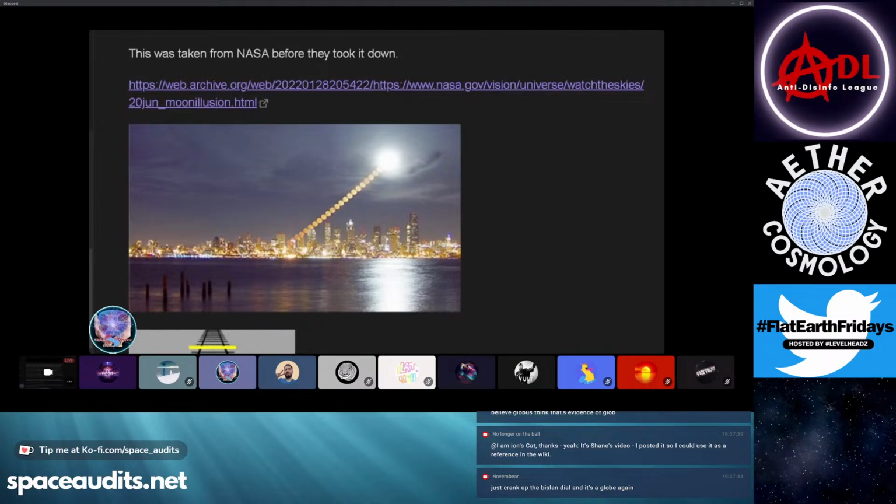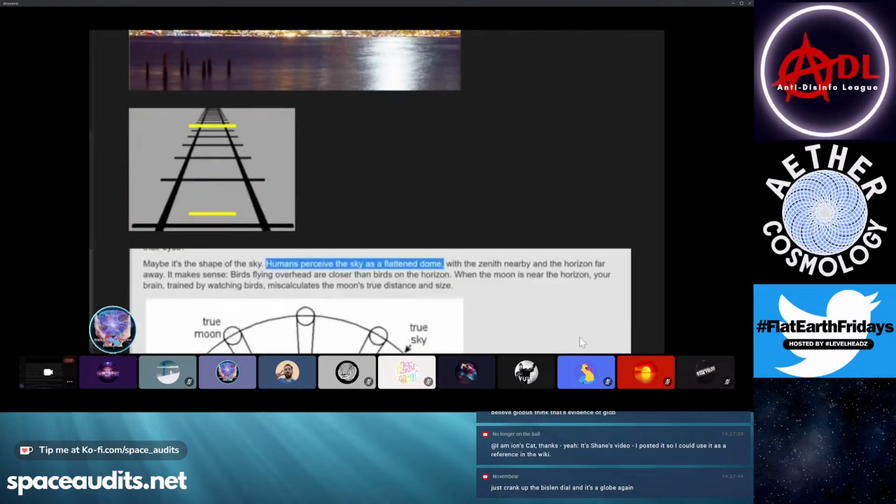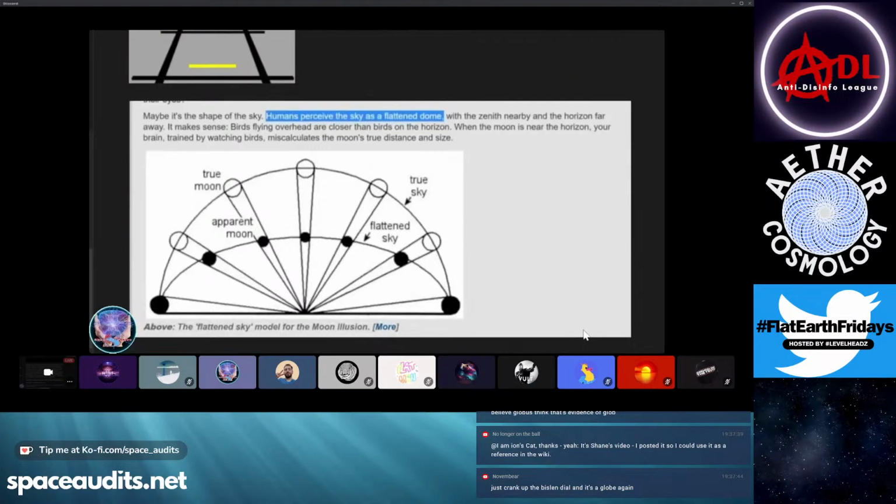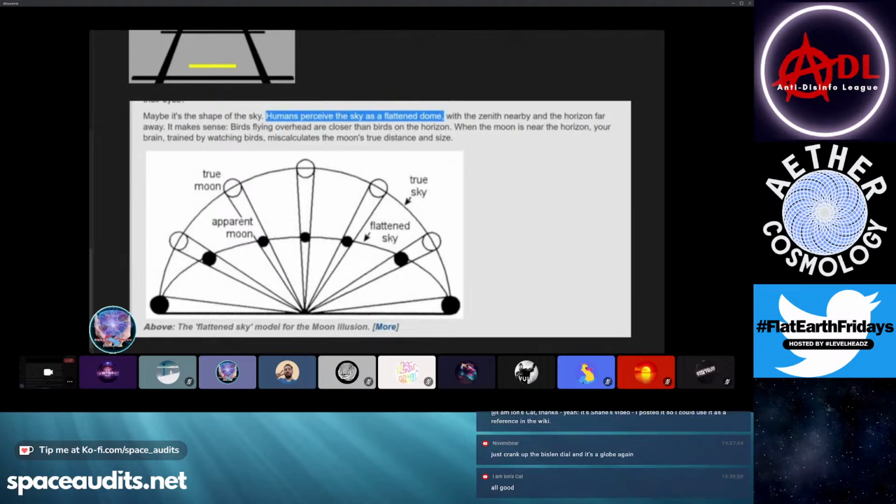They used to put this up on the NASA website. It's on the archive, right? When they were trying to describe how the moon would work in relation to perspective, they invoked something very similar. They said maybe it's the shape of the sky. Humans perceive the sky as a flattened dome, the zenith nearby and the horizon far away. It makes sense. Birds flying overhead are closer than birds on the horizon. When the moon is near the horizon, your brain, being trained by watching birds, miscalculates the moon's true distance and size. Essentially, this is NASA explaining the same sort of phenomenon as we do.